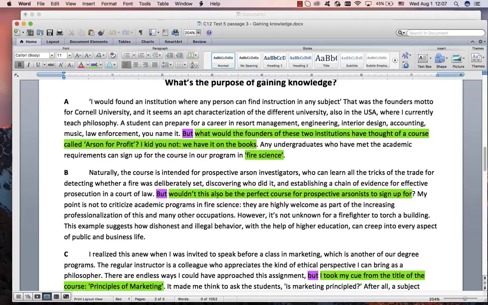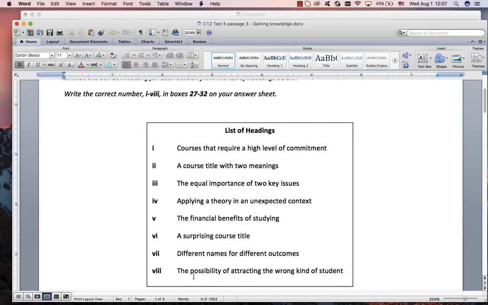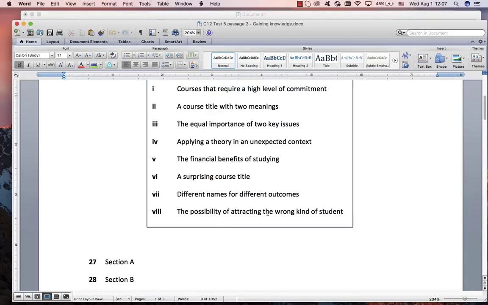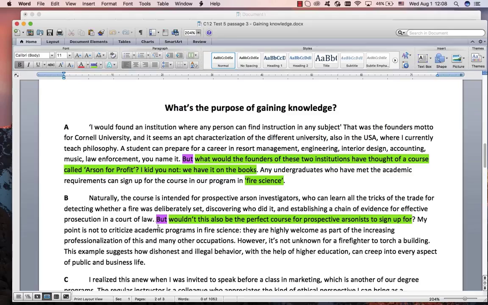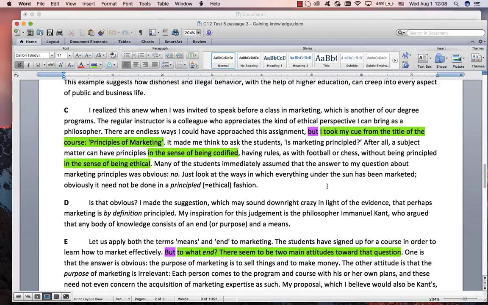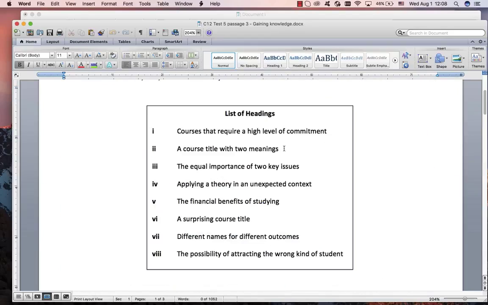In this one over here: "Wouldn't this be the perfect course for prospective arsonists to sign up for?" Prospective arsonists are people who want to burn down buildings. That was number 8, the possibility of attracting the wrong kind of student. That's the prospective arsonists, and then the question and the "would" gives you a possibility. Again, introduced by the word but. This one was a bit more difficult. He mentions the title of the course, and then a couple of sentences later, he gives these two meanings of the title of the course. But again, introduced by that word but. And that was number 2, a course title with 2 meanings.